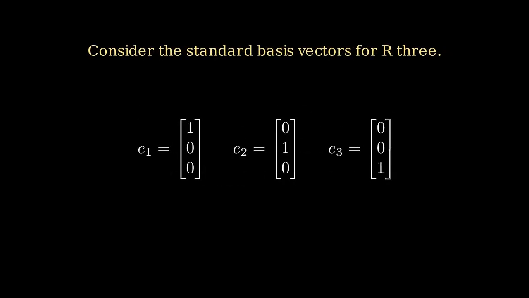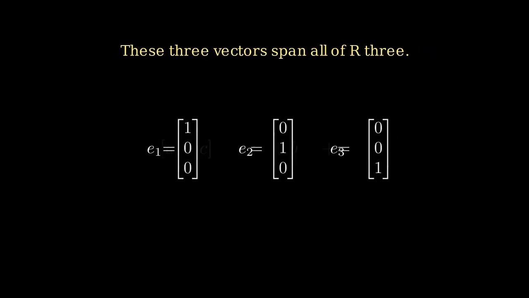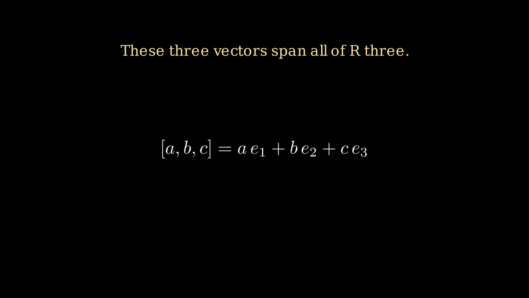E sub 1 equals the vector 1, 0, 0, E sub 2 equals the vector 0, 1, 0, and E sub 3 equals the vector 0, 0, 1. First, spanning: any vector ABC can be written as A times E sub 1 plus B times E sub 2 plus C times E sub 3. So these three vectors reach every single point in the space.